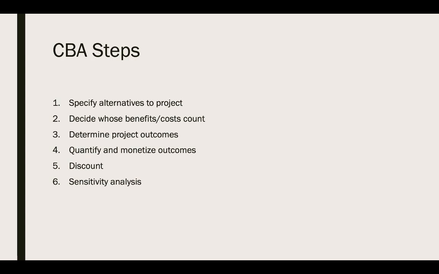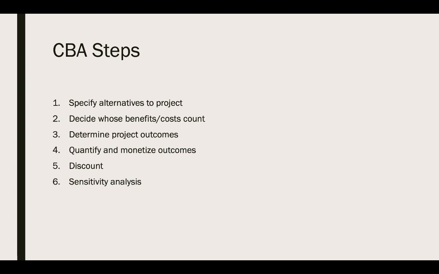So there are a few steps we're going to follow from start to finish. So we've got our program in mind. Our first step is to identify alternatives to our project, to our program. The alternative might be just what we're doing now. So the alternative might be a null, and it's just status quo. It's what we're doing now, but our alternative might be a rival project or a rival program.